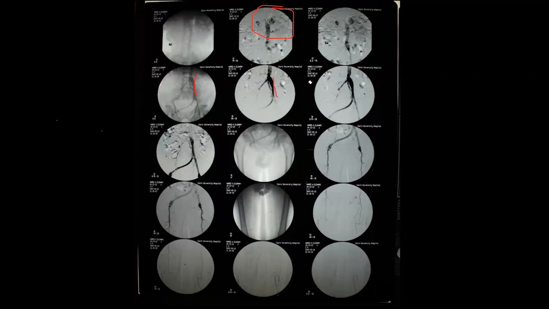This one is the left iliac. Is it common iliac? Have you seen common iliacs before, Pradeep? Does this look like common iliac, for God's sake? Where are the common iliacs? Point to the common iliac. Where is the right common iliac?